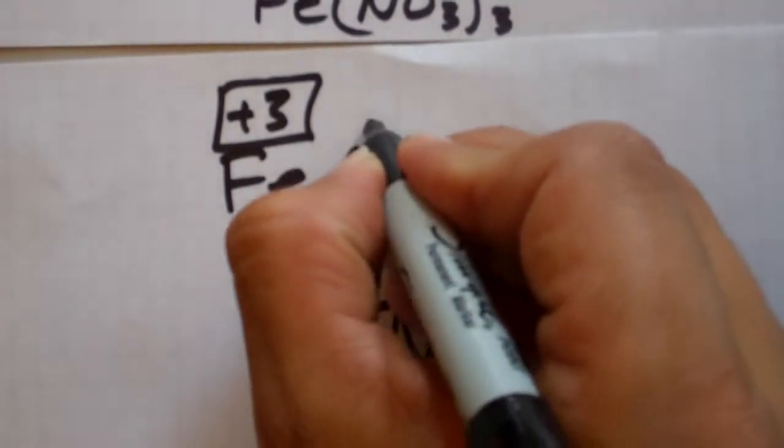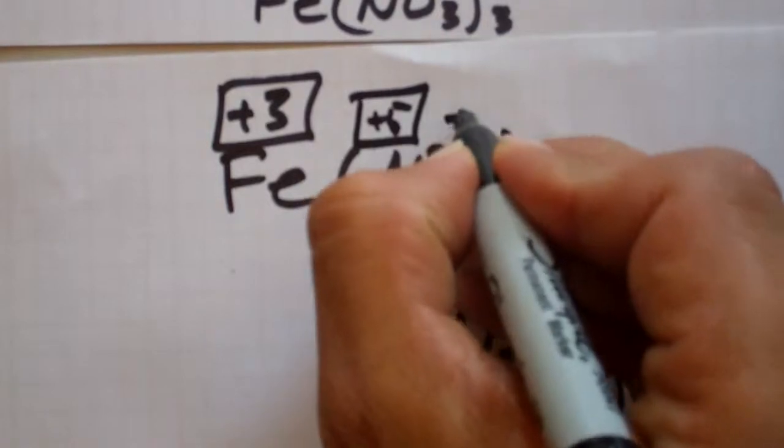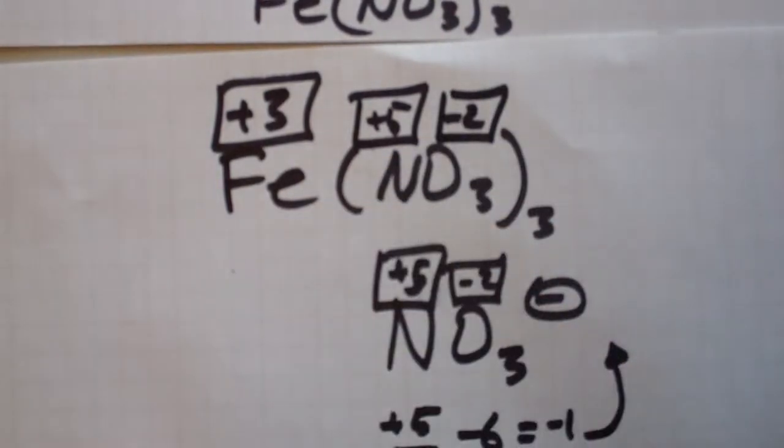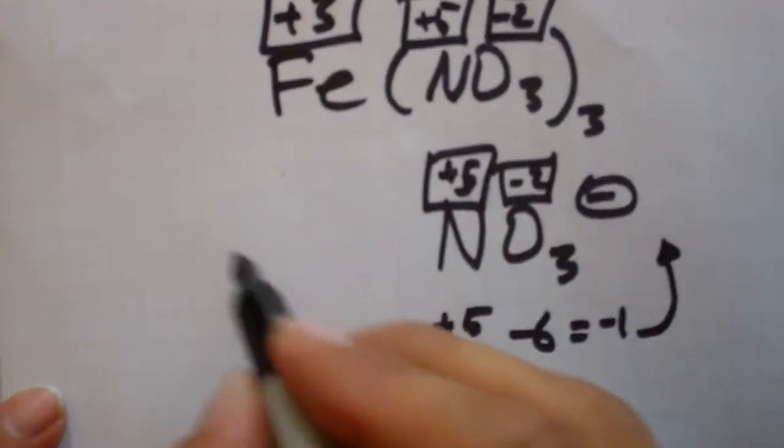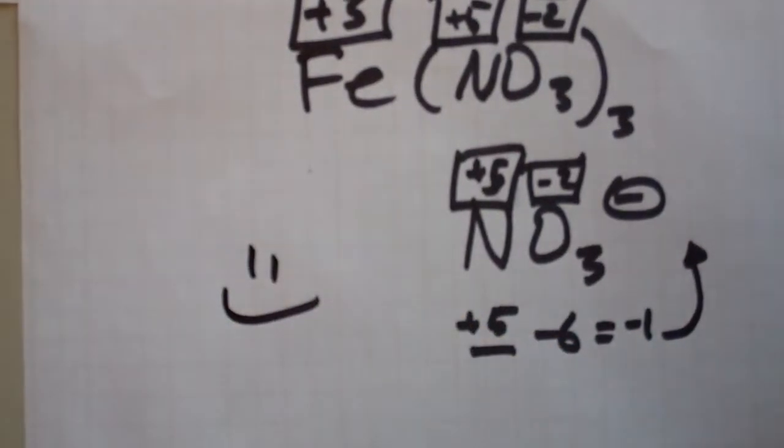And you can just write it up here, +5 and -2. Notice once again, I didn't write -6, I wrote -2 because it's per atom. Okay, hopefully that helps. Good luck. Try the rest on your own.